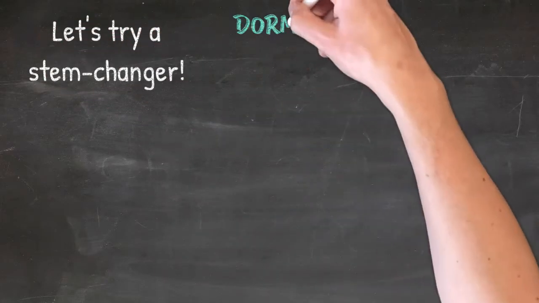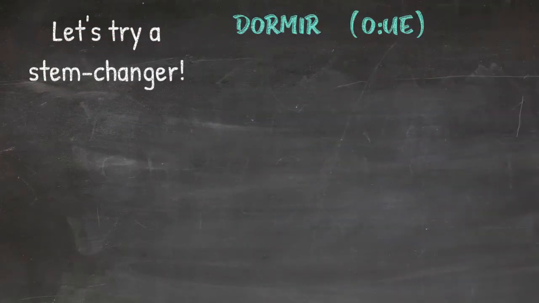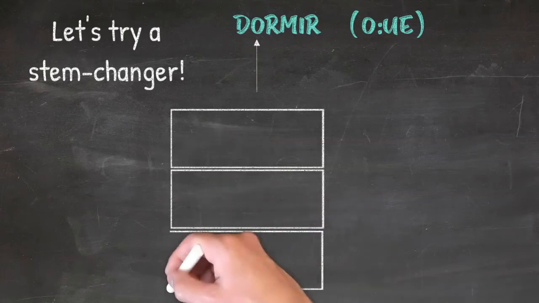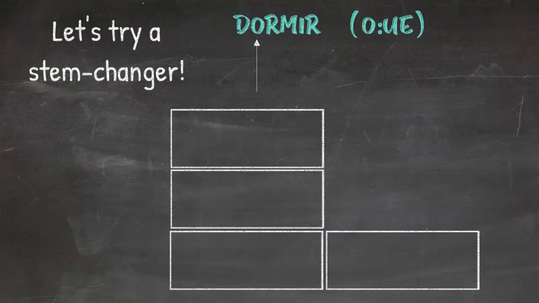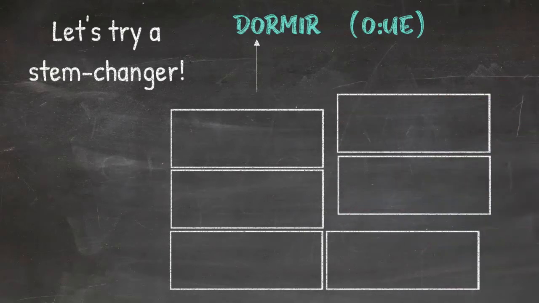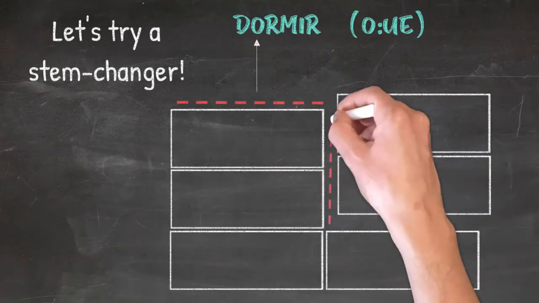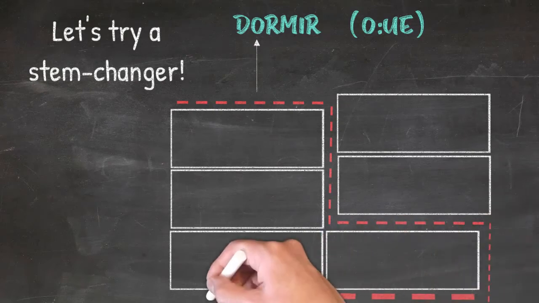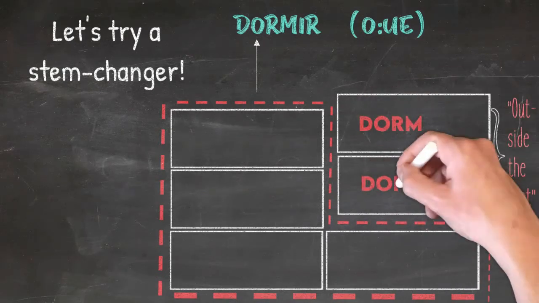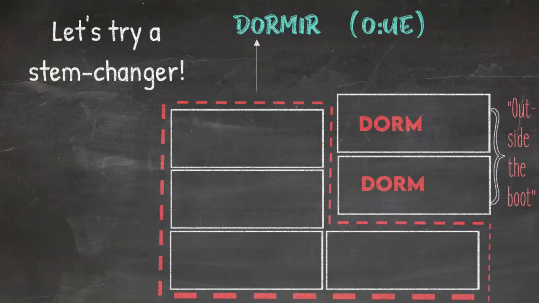Now that we know which ones get the change and which ones don't, let's try it out. We'll take dormir, to sleep. We see that it's an O changing to UE verb. So we spot the O, we draw a little arrow underneath it. In our minds or on our papers, we break off the nosotros and vosotros. We know that that's outside the boot. And we treat the stem just like we normally would. Dor, no change.